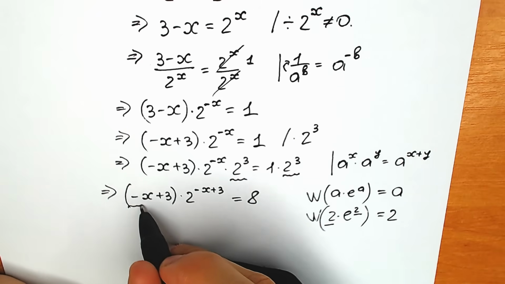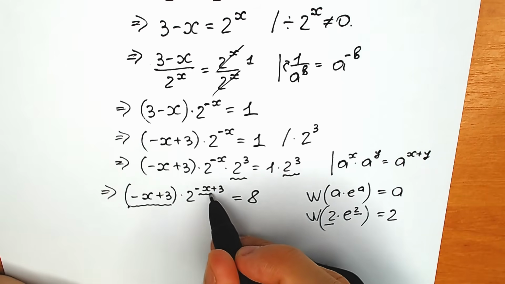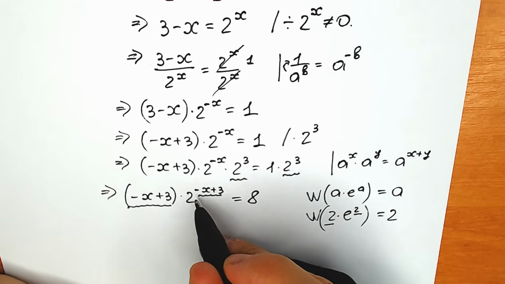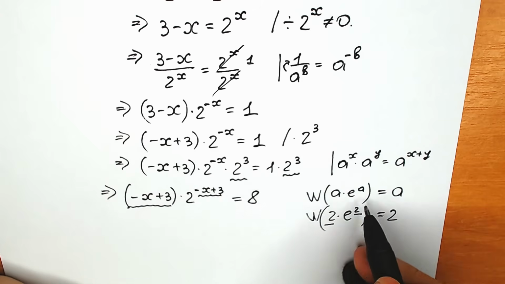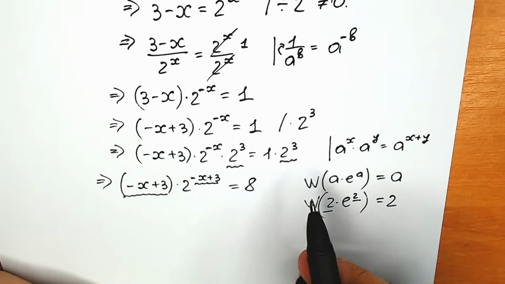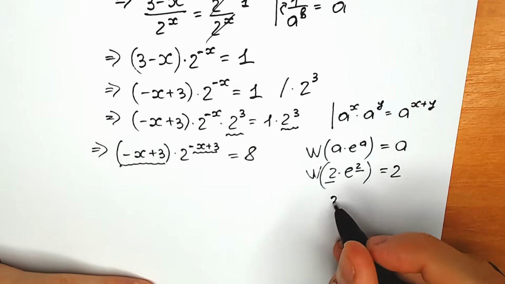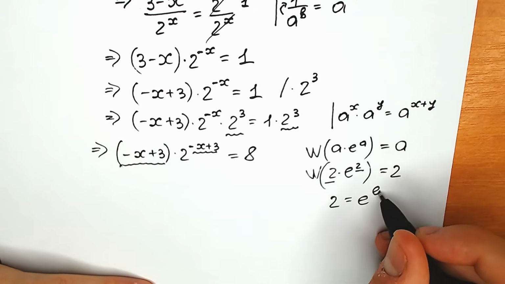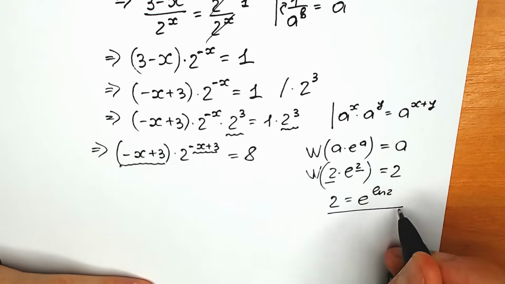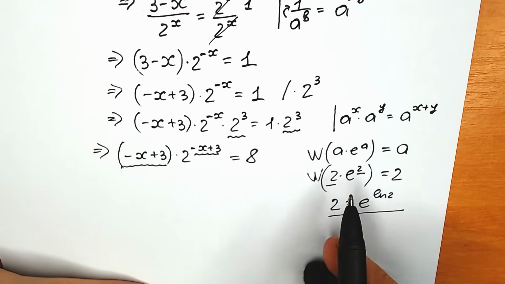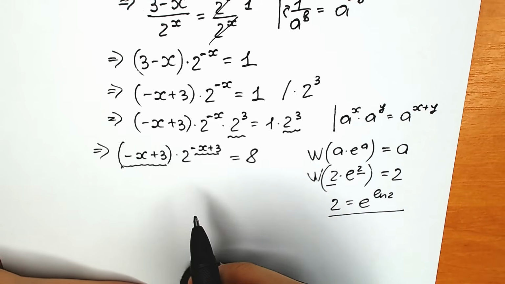And here is the main difference. We have minus x plus 3, everything is great. We have minus x plus 3, but we don't have e. How can we get e? We have 2, we don't need 2, we need to have e, because this is our identity. We can't work with 2. This 2 can be written as e to the power natural log 2. According to the natural log identity, we can easily express this 2 as e to the power natural log 2.